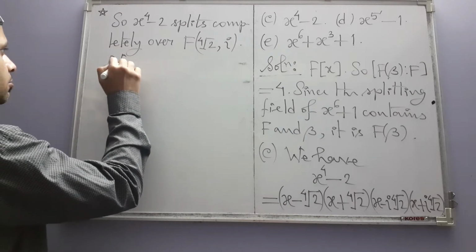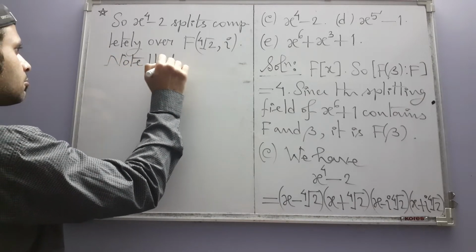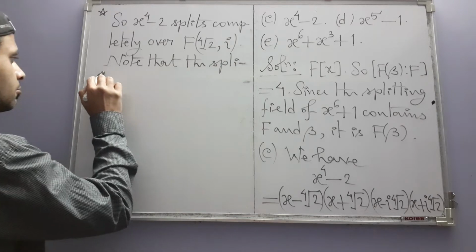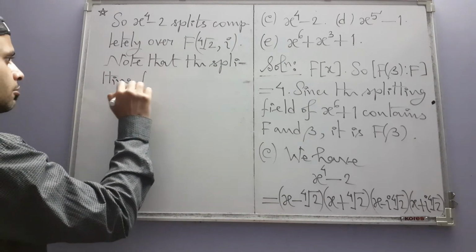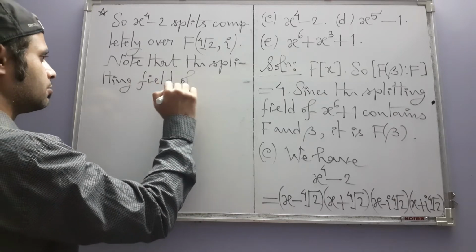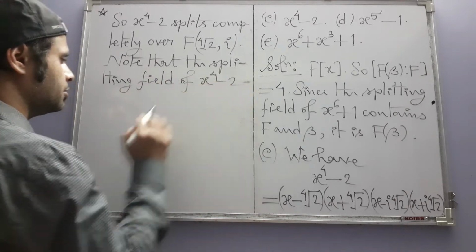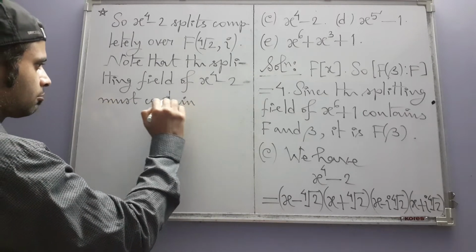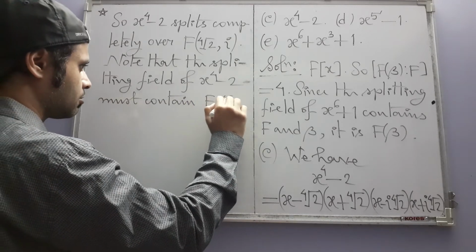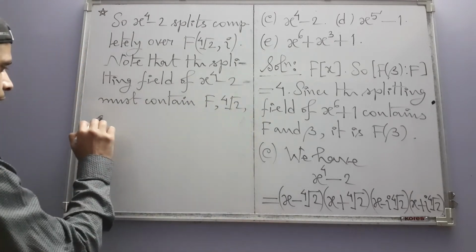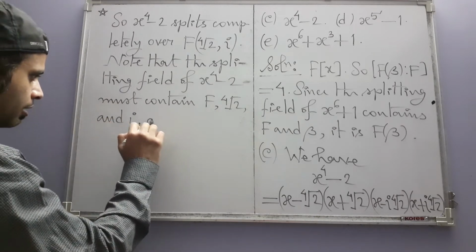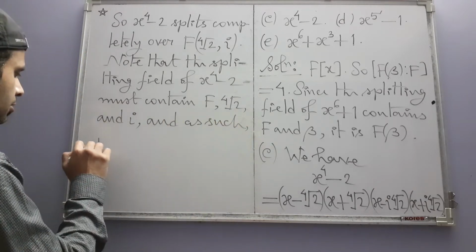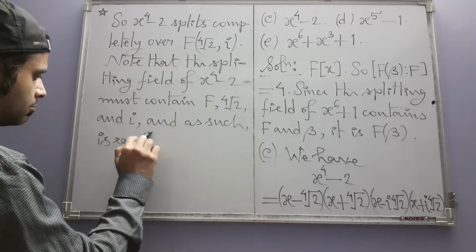Note that the splitting field of this must contain F, the fourth root of 2 and I, and as such is equal to this.